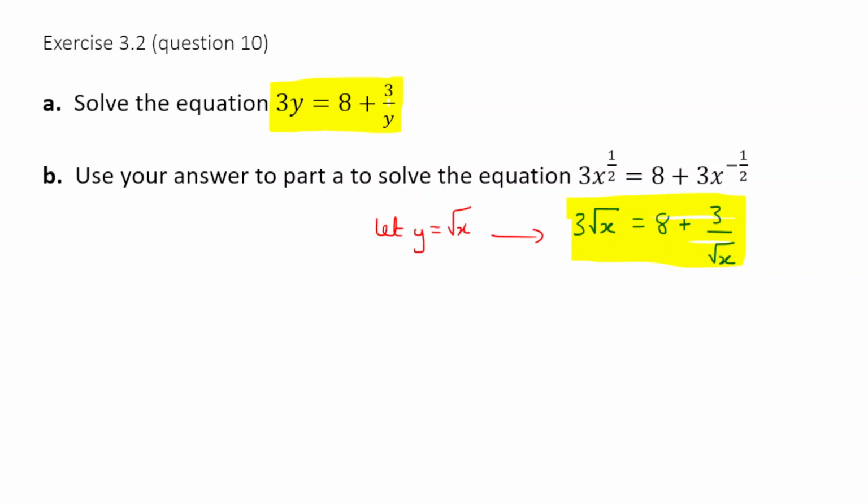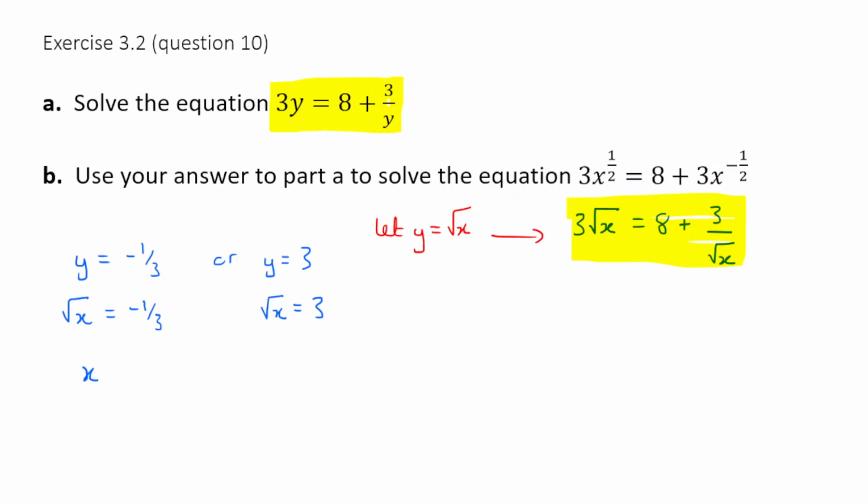Now, we already know the solutions in terms of y, right? We know that y is either equal to minus a third or y is equal to 3, right? We got that from the previous questions. So we can just then say that the square root of x is equal to minus a third, or that the square root of x is equal to 3. Okay? And therefore, we can actually solve to find x.